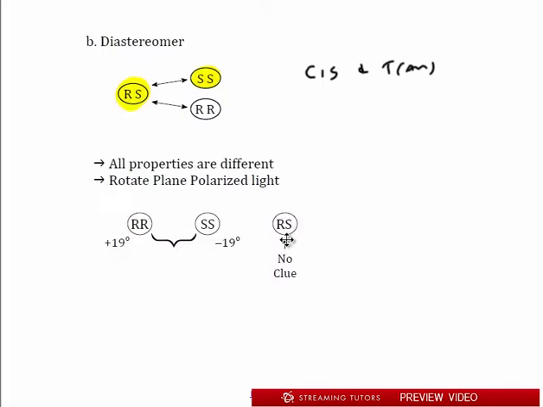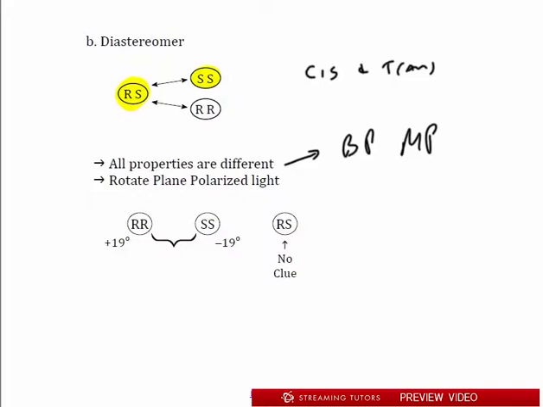So what does that mean? Well, if you have diastereomers, then they have completely different properties. They have nothing in common. They have different everything: boiling points, melting points, dielectric constants. They have different reactivity in biological systems.